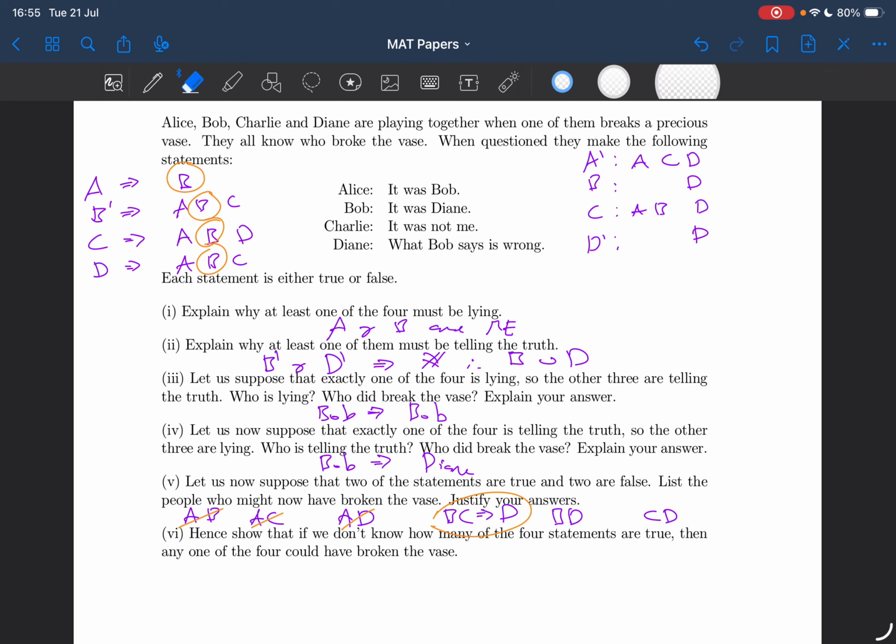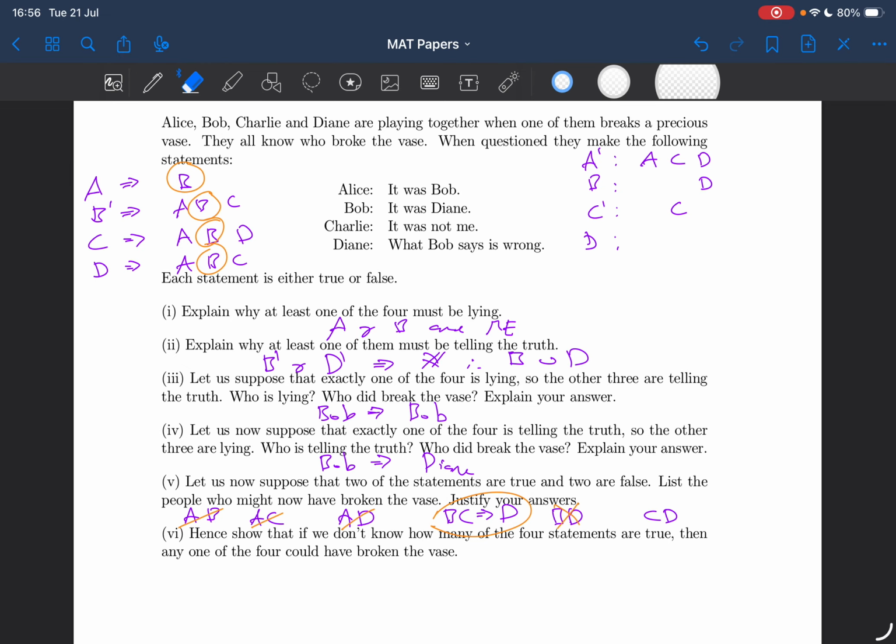Let's have a look then if Bob and Diane are telling the truth. So let's get another A, another D. We don't want Alice and Charlie to tell the truth. So if Alice is lying, it was Bob. No, it wasn't. If Bob's telling the truth, it must be Diane. If Charlie's lying, it was not him. It must be him. So that's not possible.